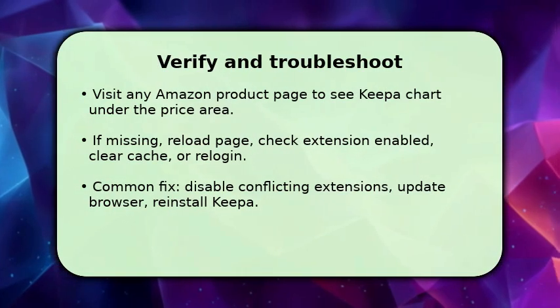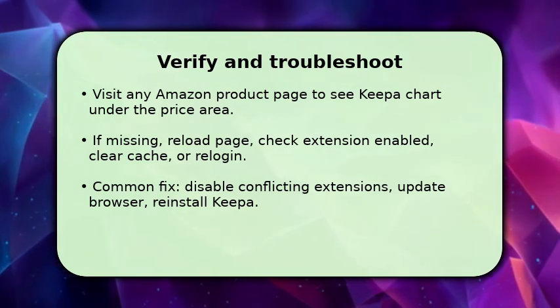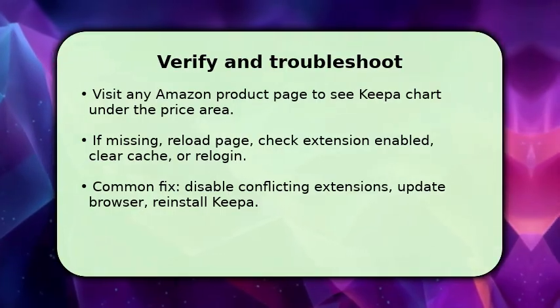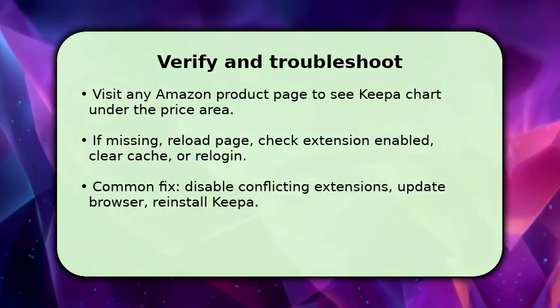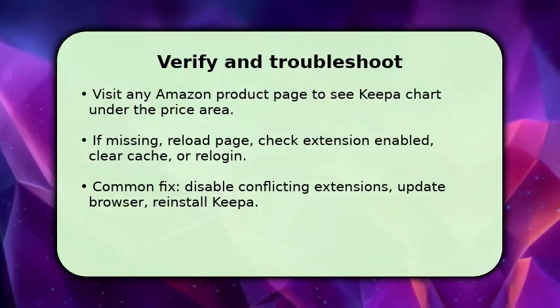Finish by opening an Amazon product page to confirm the Keepa graph appears beneath the price. This verifies everything is working. If the chart is missing, reload the page and ensure the extension is enabled for the Amazon domain. Clear browser cache and log in again if needed.